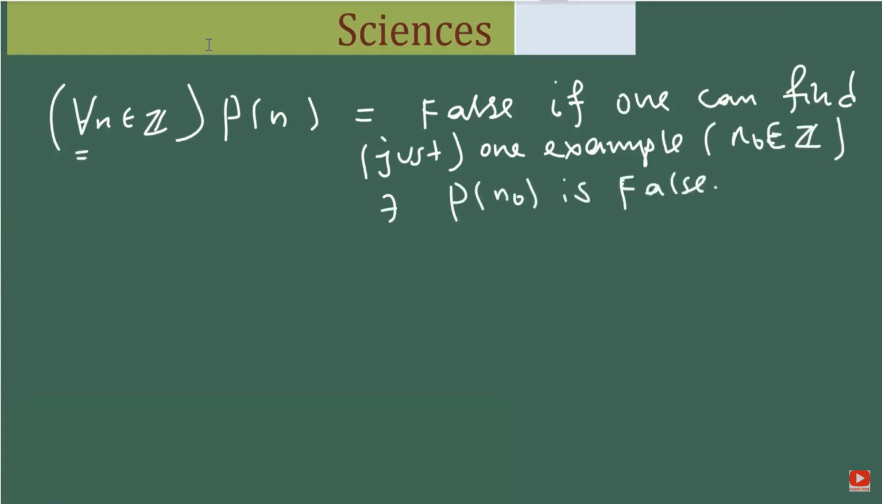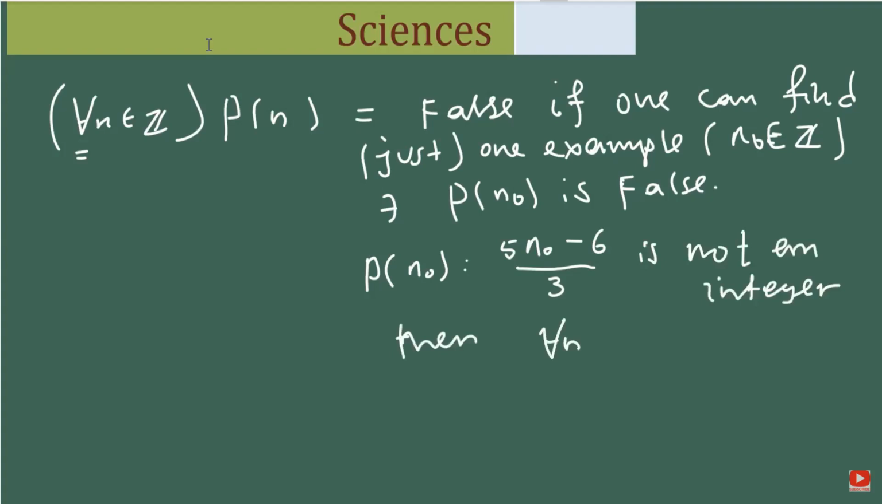An example that makes P(n) false means P(n₀), that is (5n₀ - 6)/3, is not an integer. If so, then for all n an element of Z, P(n) is false. This is called proof by counterexample.